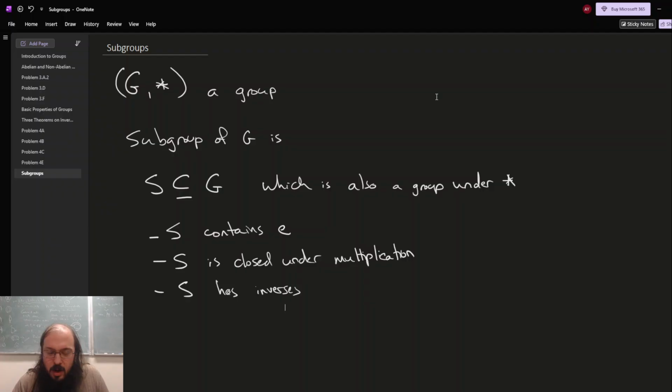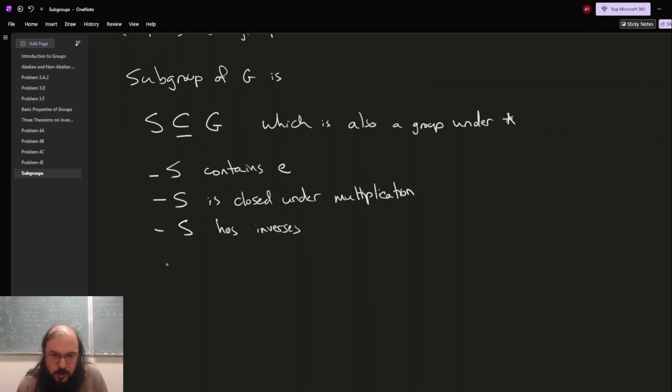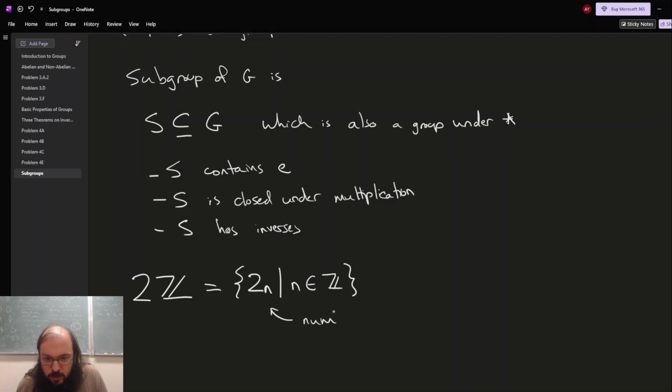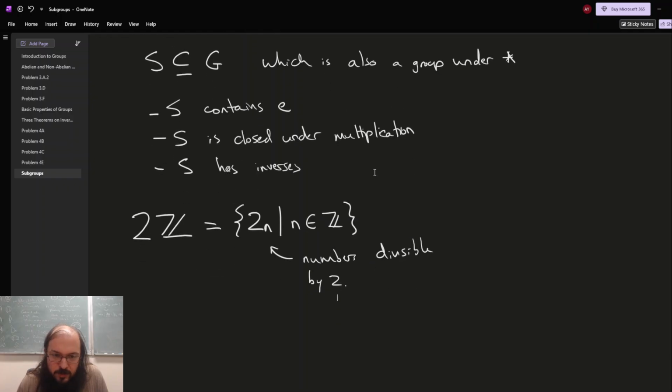On the other hand, often it's not so hard to come up with examples of things that are groups. We could use this notation, 2ℤ, to mean elements of the form 2 times n, where n is in ℤ. In other words, these are numbers divisible by 2. This is a perfectly good subgroup of ℤ. When we want to talk about subgroups, we're going to use this notation. This expresses the fact that 2ℤ is a subgroup of ℤ.